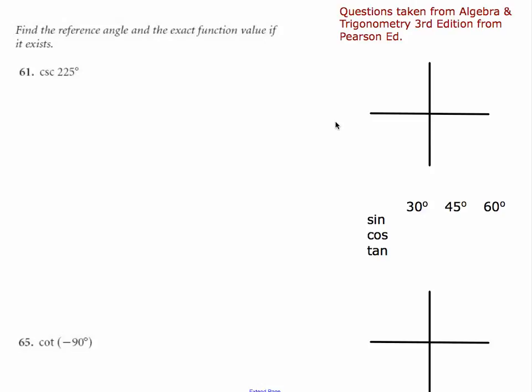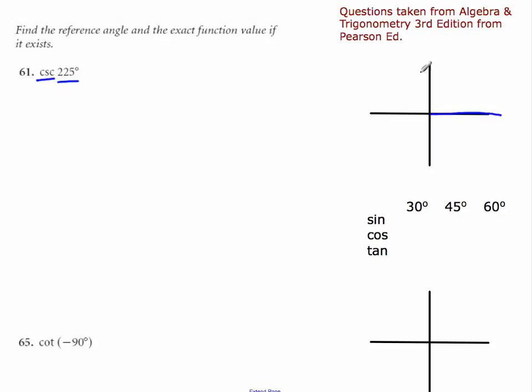Here's a couple of questions from the textbook just regarding understanding of angles and the ratios of those angles. In this question it says find the reference angle and find the exact function value if it exists. So they want to know what the cosecant of 225 degrees is. First thing is to find out where that angle is.